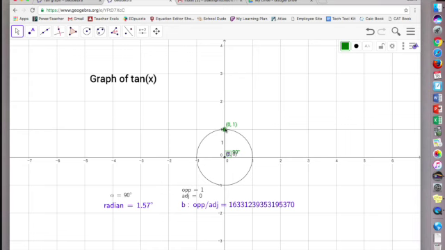The next part, I'm going to keep dragging this point around, and notice the value now is negative. Let's go on and get to 3 pi over 4, which is about 135 degrees.